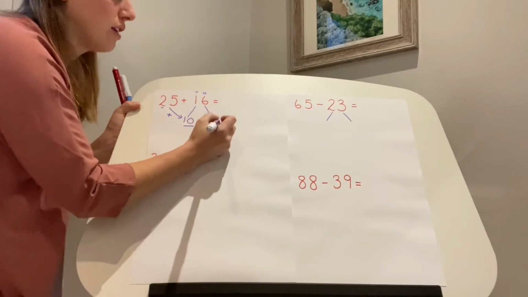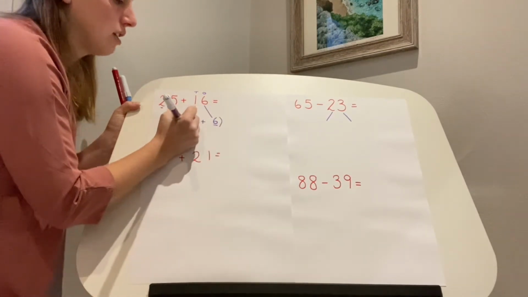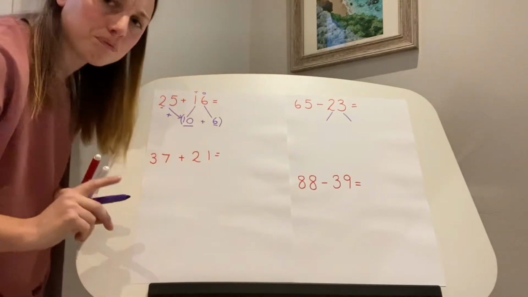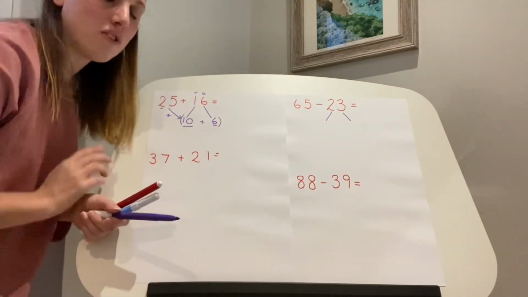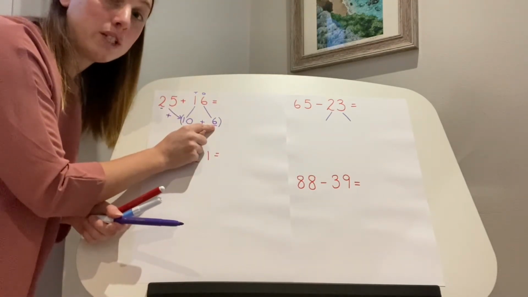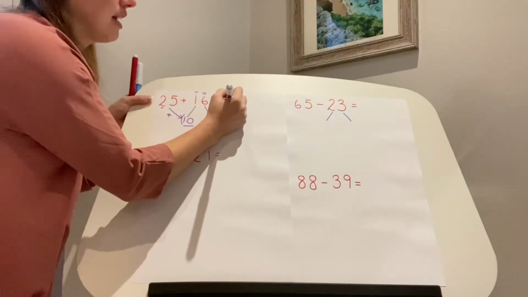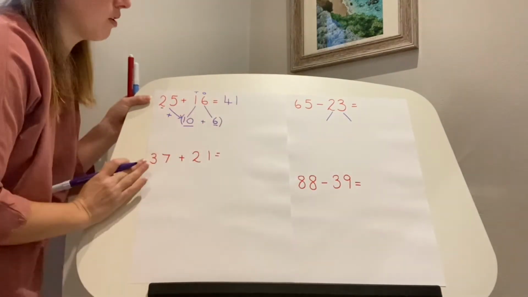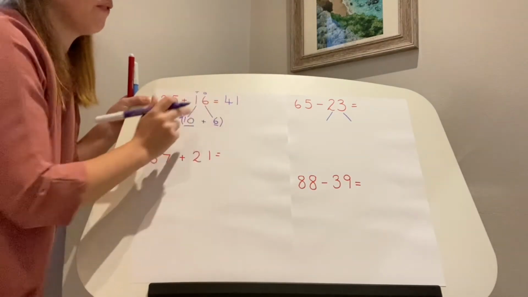Now I just need to add my 6. So if I've got 35, thinking about our bridging from earlier this week, I could add 5 to get to 40, and then I've only got 1 more to add to get to 41. So 25 add 16 equals 41.